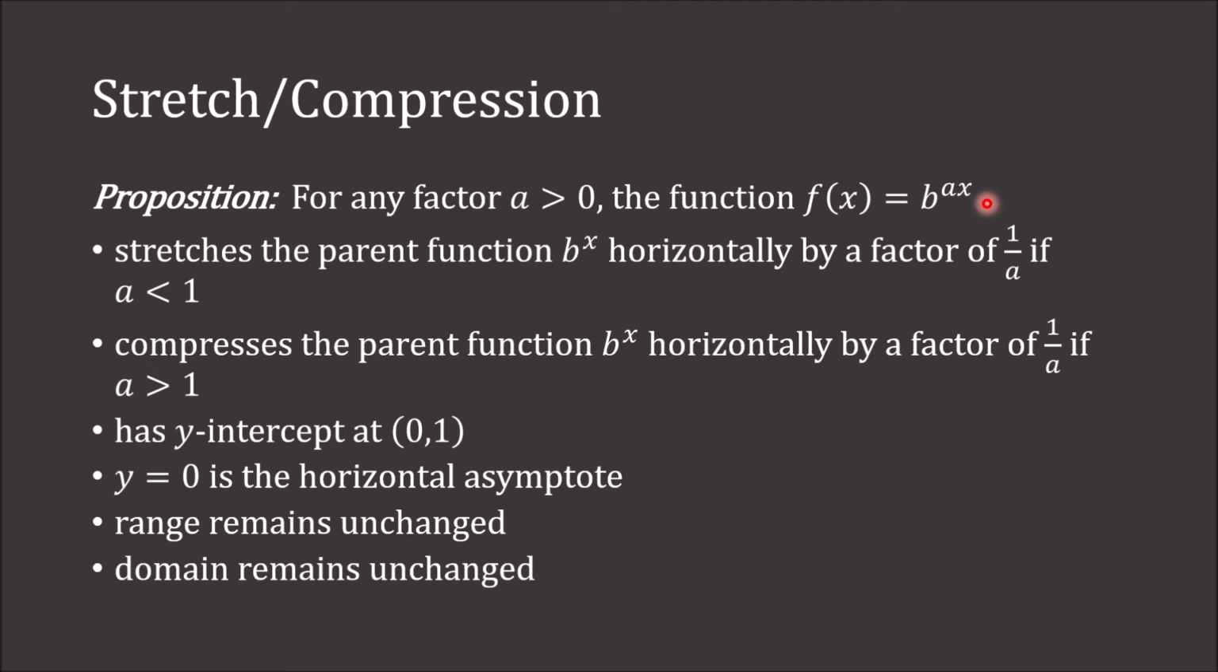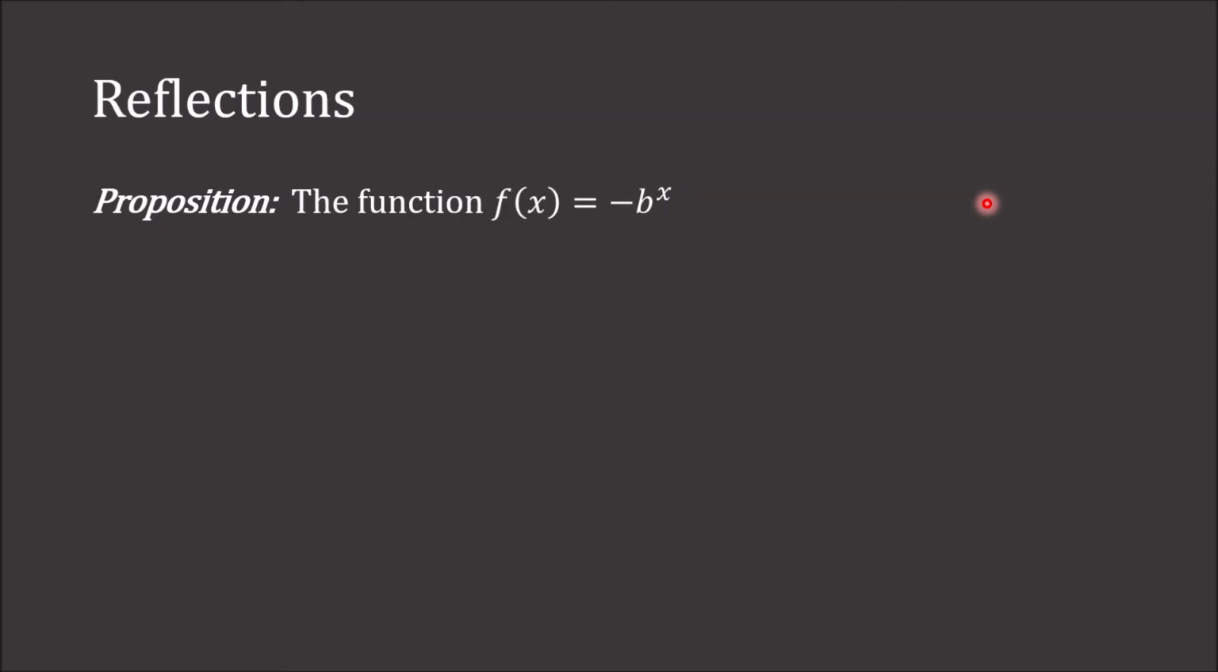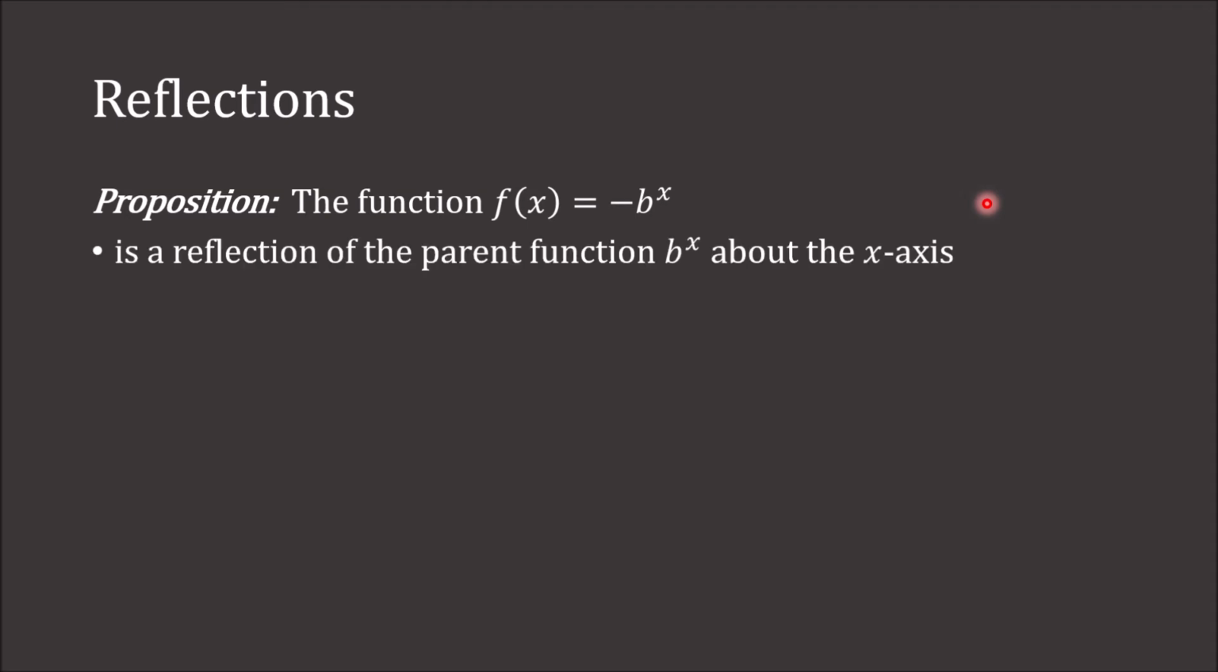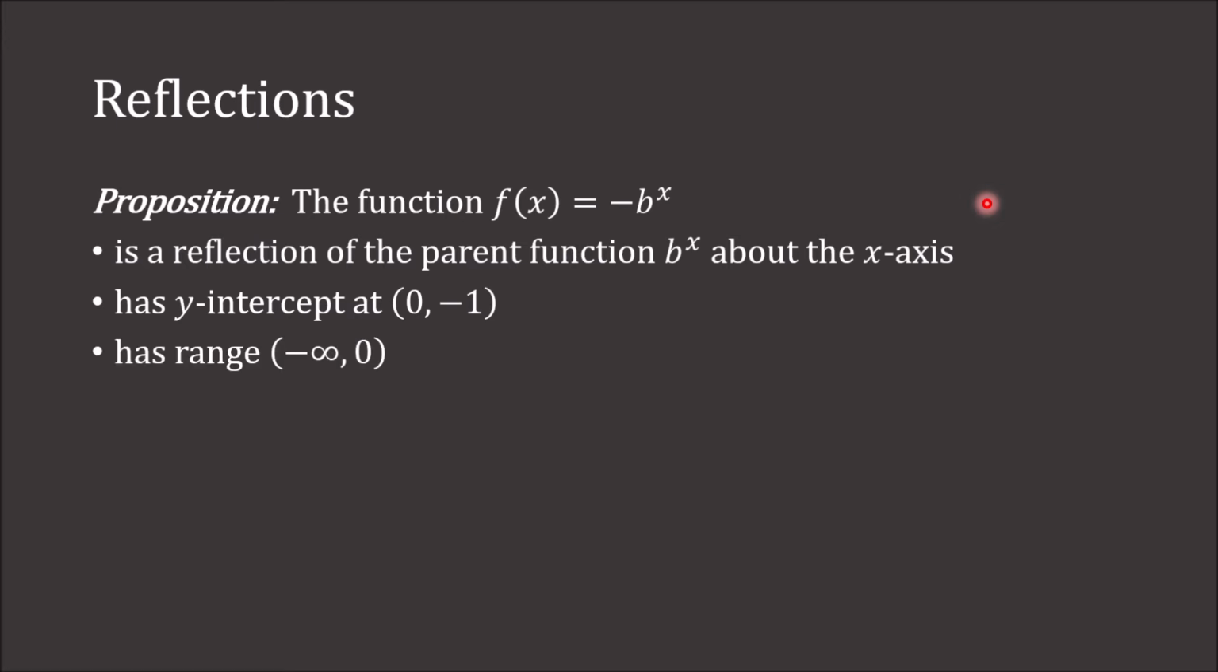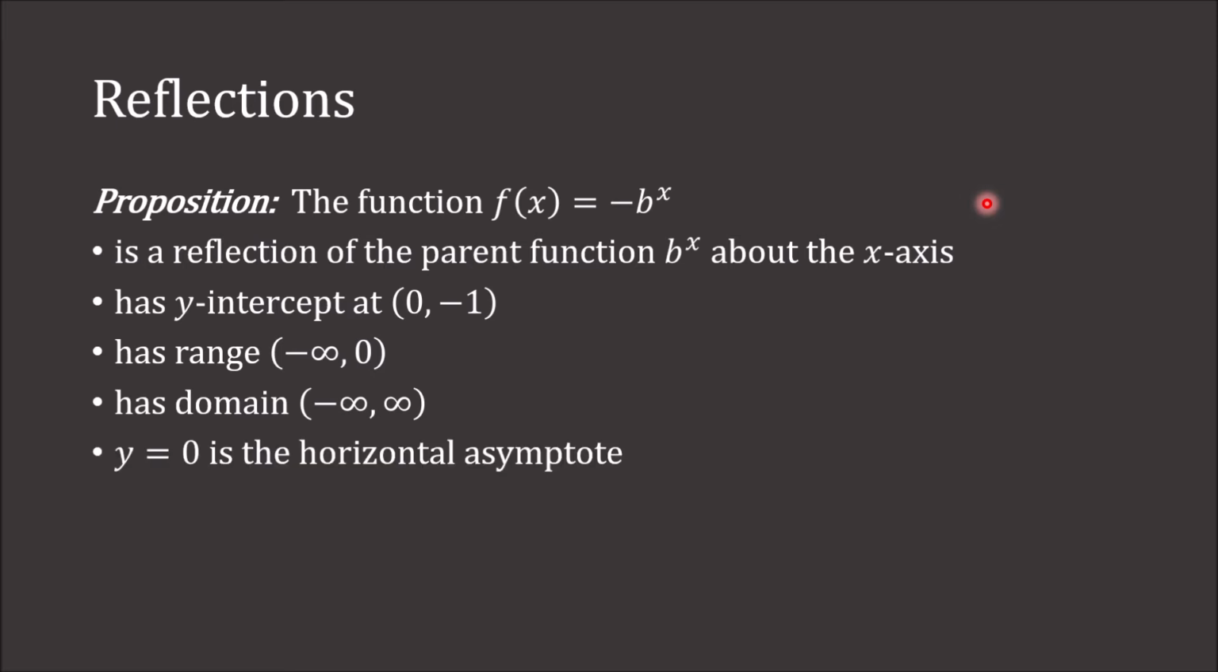Finally, let's look at reflections. The function f of x equals negative b to the x is a reflection of the parent function b to the x about the x-axis. It has y-intercept, now at (0, -1). Its range is now all negative real numbers. Its domain is still all real numbers. And y equals 0 is still the horizontal asymptote.